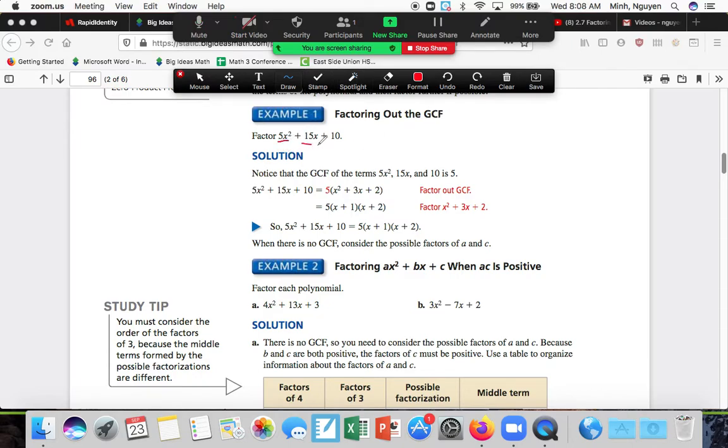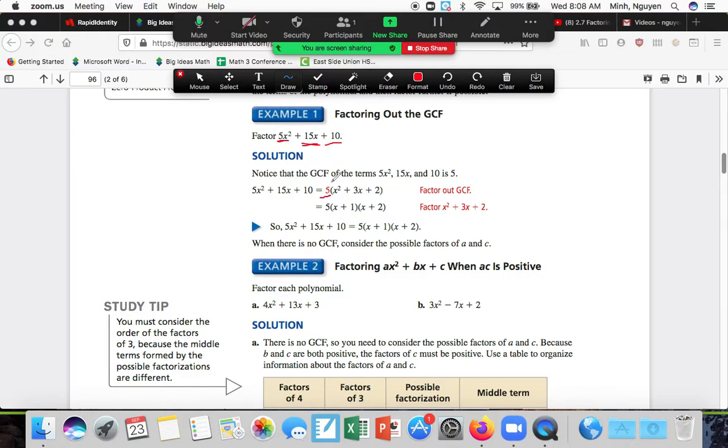So let's do that. What can we factor from 5x squared, 15x, and 10? In this case, we can factor 5. Right, so we do that. After I factor 5, what do I have left over? X squared plus 3x plus 2. And if you're confused on how we get that, we just literally divide each of these terms by 5. So 5x squared divided by 5 makes x squared. 15x divided by 5 makes 3x. And 10 divided by 5 is 2.